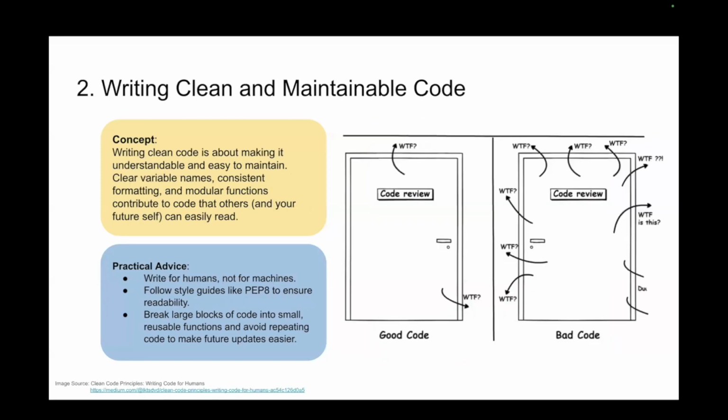And second, we need to write clean and maintainable code. Writing code is now easy. You get some code from online or from ChatGPT, and you can just copy and paste, but make sure you understand it, and also make sure your future self will understand it again. So the advice is we write for humans, not for machines.